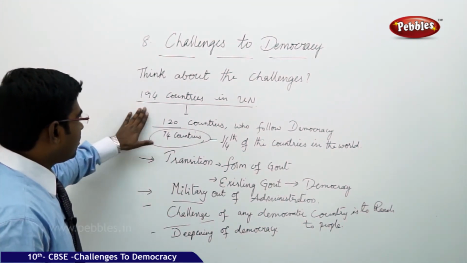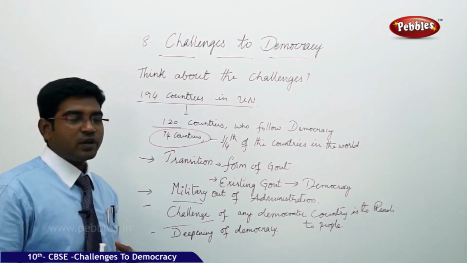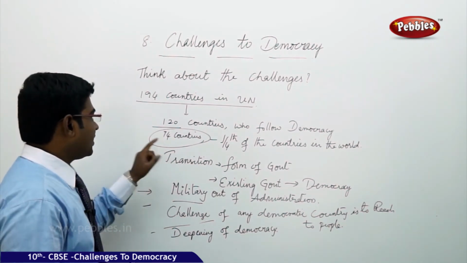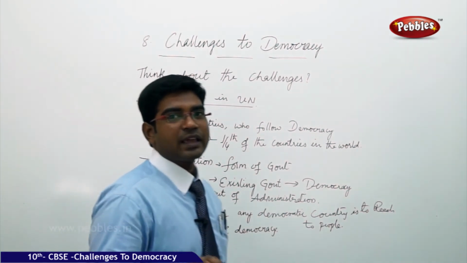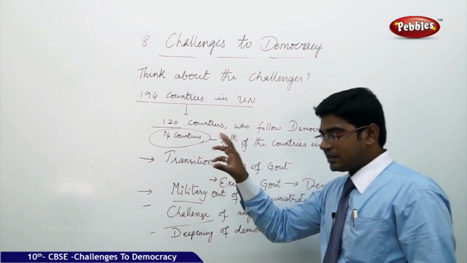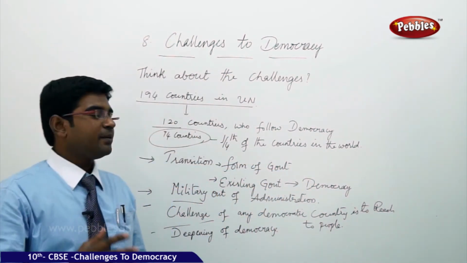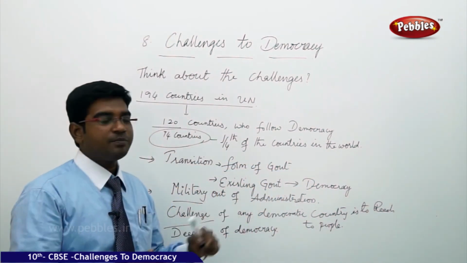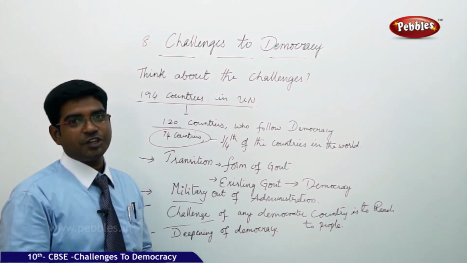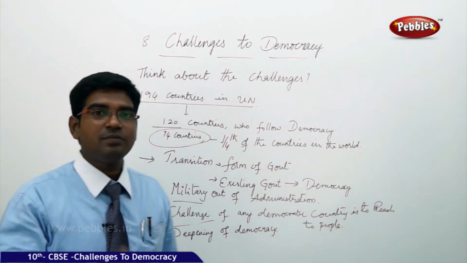Of the 194 countries which are registered in the UN and have membership of the UN, only 120 countries fall under the category of democracy. Nearly one-fourth of the countries do not fall under the category of democracy. And in these countries there are certain kinds of revolutions going on, certain changes occurring, and that is called the period of transition, in which the governing system first has to be changed from the existing form of government to the new form.